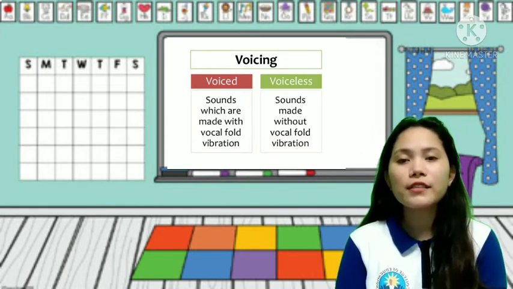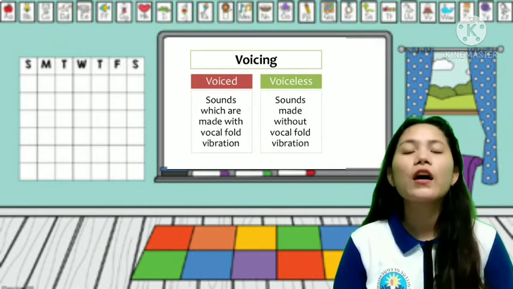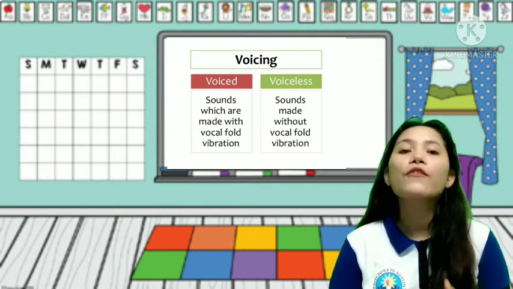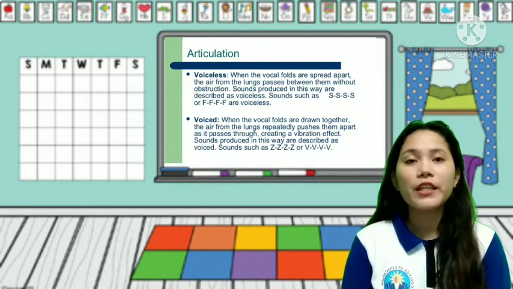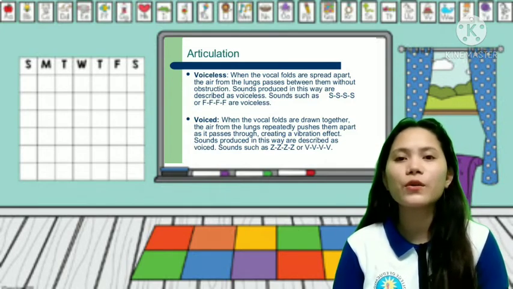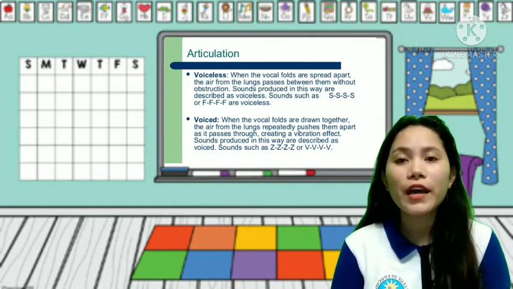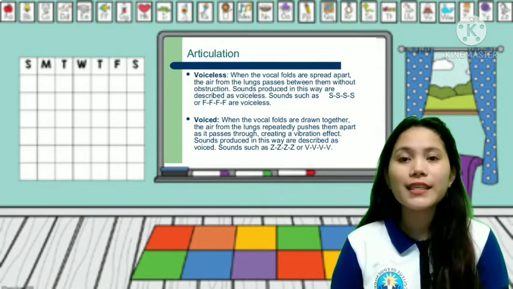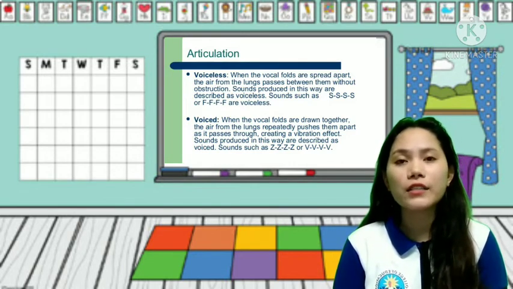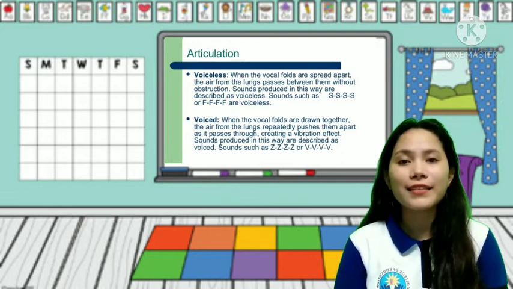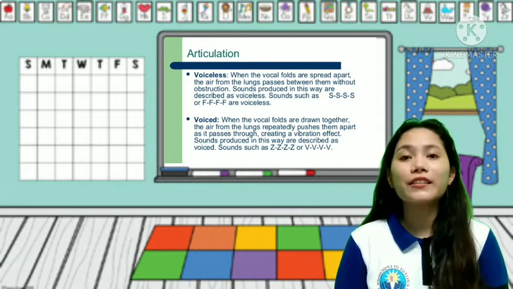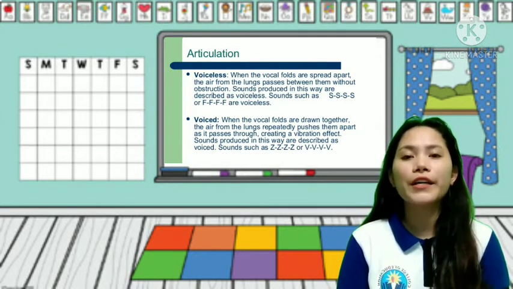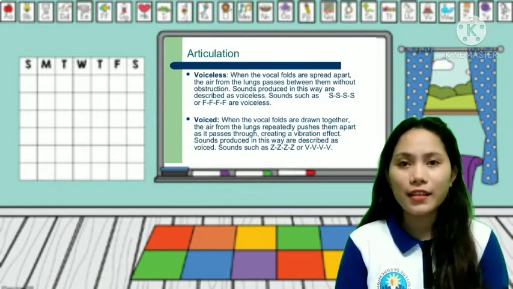When we say voiced, these are sounds made with vocal fold vibration, and when we say voiceless, these are sounds made without vocal fold vibration. In voiceless sounds, the vocal folds are spread apart, so the air from the lungs passes between them without obstruction. The sounds produced in this way are described as voiceless. Sounds such as S and F are examples of voiceless letters.